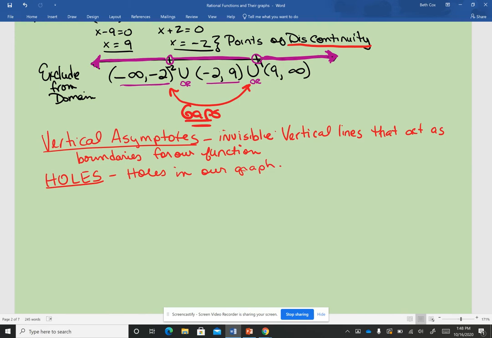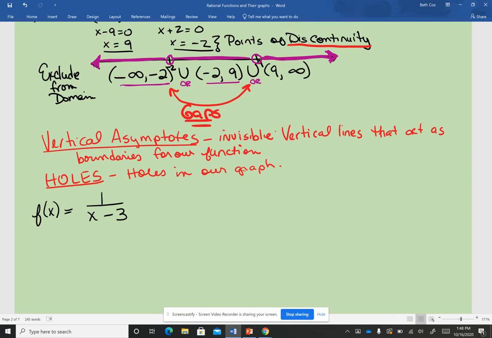So let me show you what a picture of a vertical asymptote is. So if we had a graph, let's do another example. Say we had 1 over x minus 3. Make it really easy here, okay? I'm going to make it really easy here.